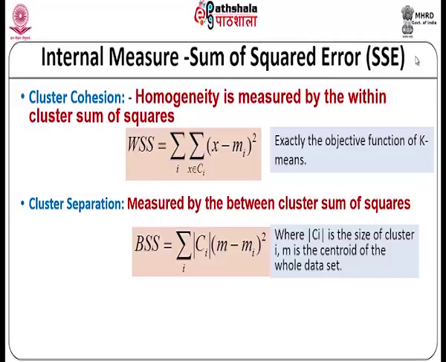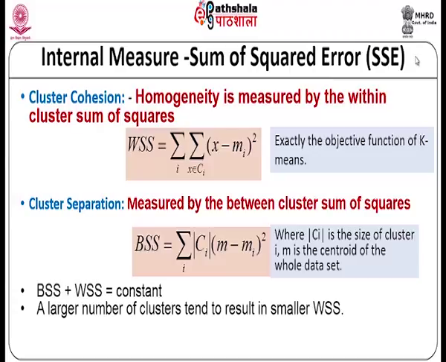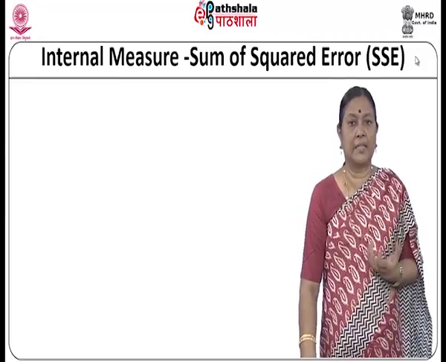For the whole data set you take a centroid, and then you take each cluster centroid and find the difference between the two. So, that is cluster cohesion or homogeneity, and cluster separation. So, WSS and BSS. This WSS plus BSS will be a constant. A larger number of clusters will result in a smaller WSS, okay, because the within cluster will not be good.